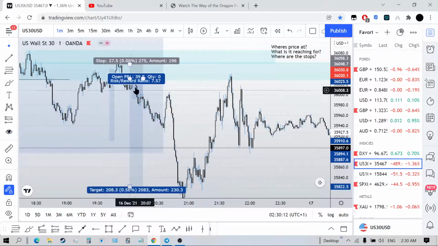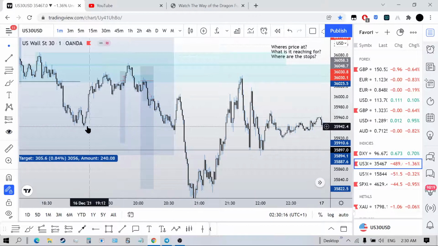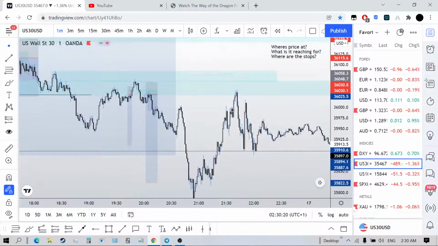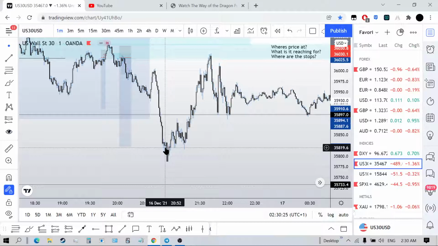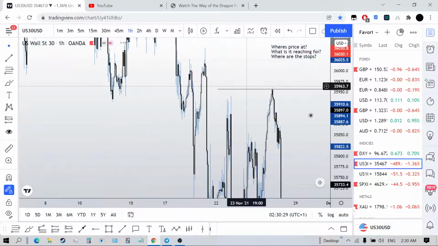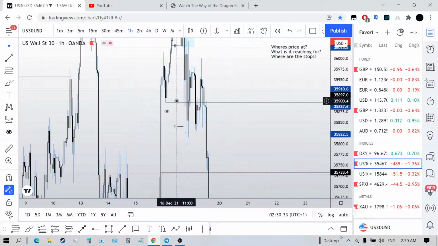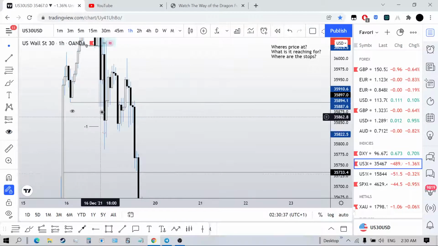All right, so we broke down here, right? Took out this low here. Now we have a new range, guys. We have from this high to this low. Now we came into the imbalance. We reached an objective. We came down to our objective, and that's all she wrote, right? Now we came back up here.